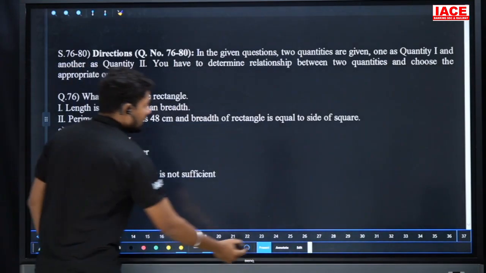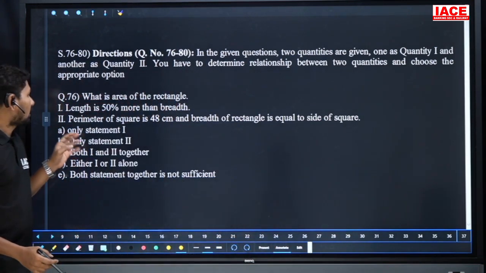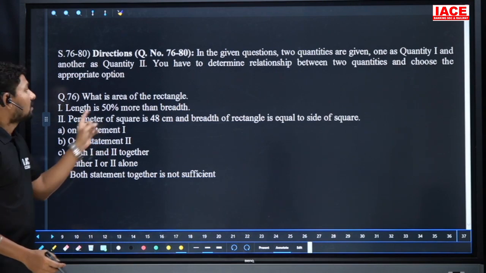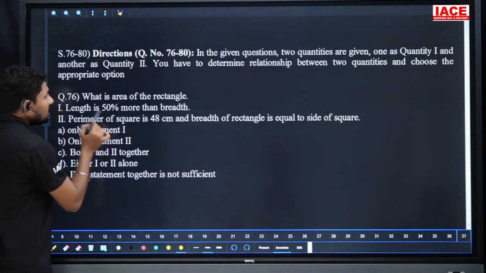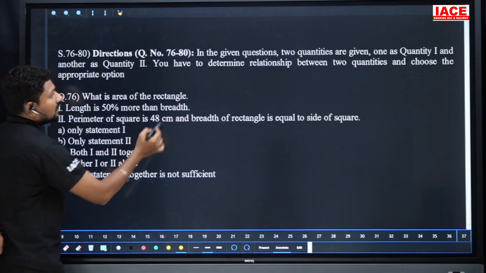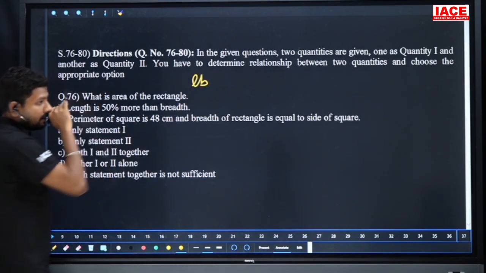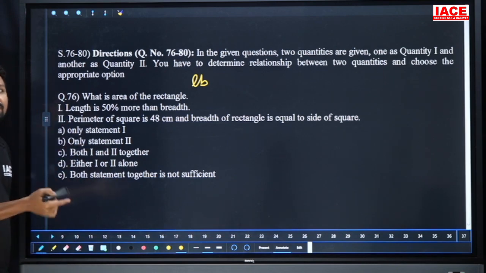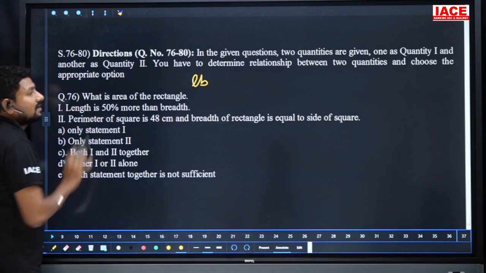And next we have directions for the statements, assumptions wise. So we have to analyze the answer given statements wise. What is the area of rectangle? Length is 50% more than breadth. Area of rectangle formula is length into breadth is required. Length is 50% more than breadth. Of course the length is more than breadth, but we need measurements. The first statement is not giving the measurements.